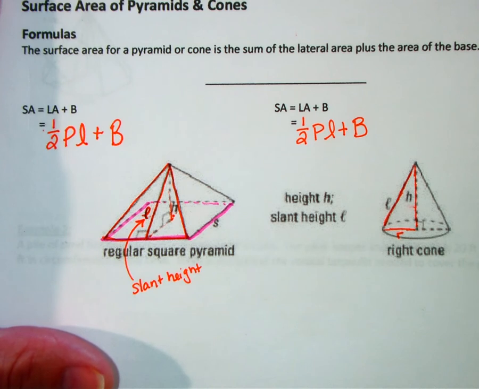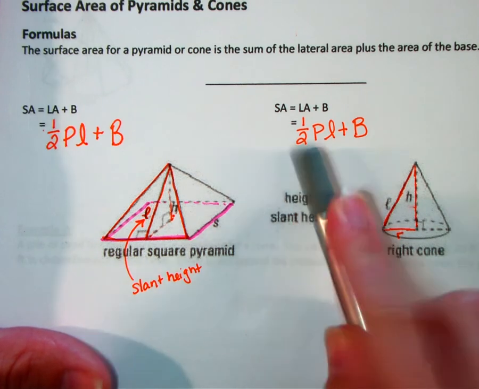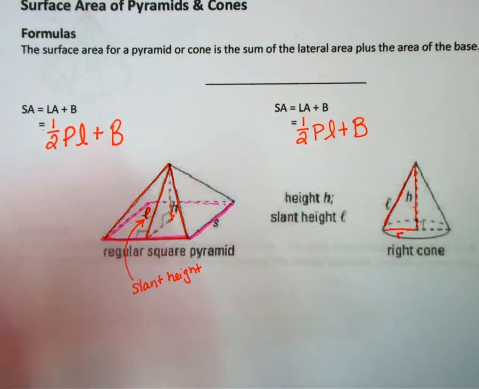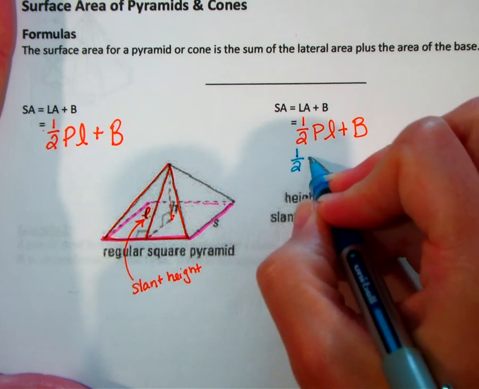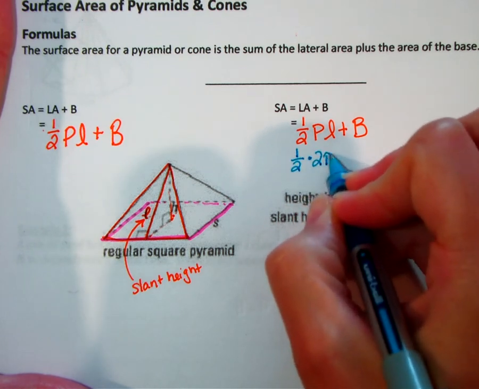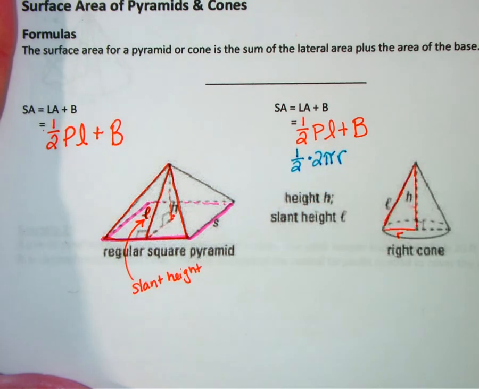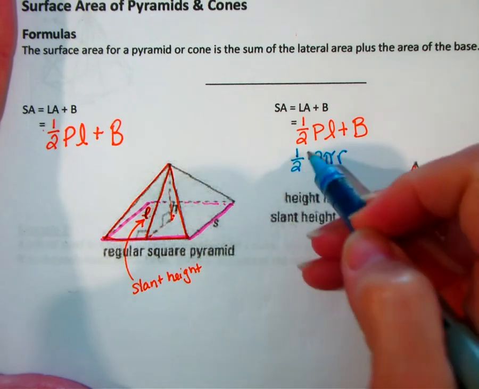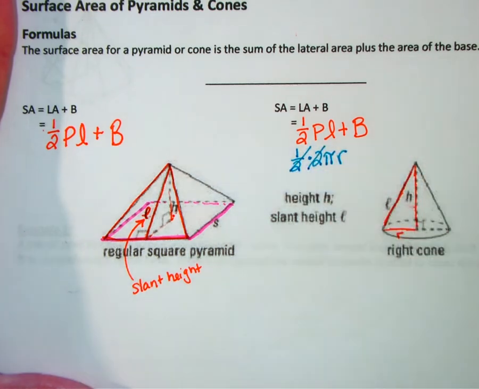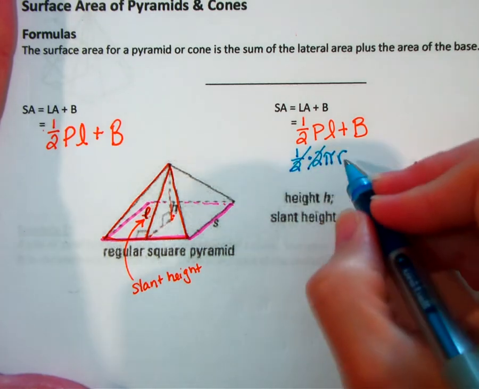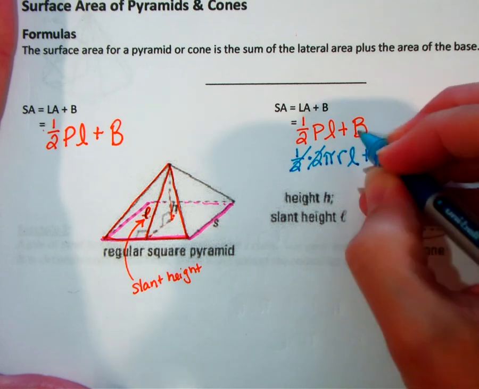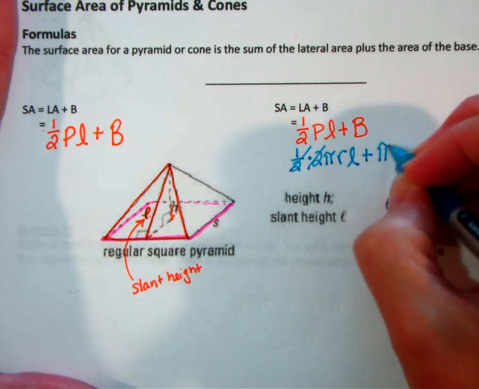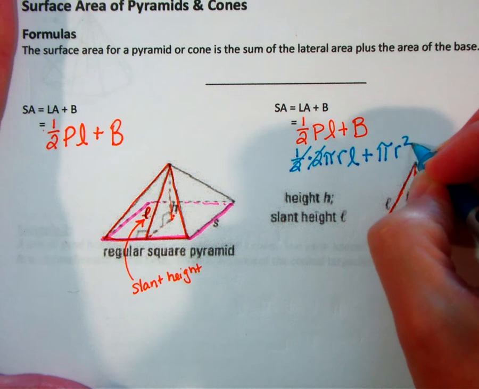Now what happens when you put 1/2 and perimeter together with a cone is you get half of 2 pi r. So the half and the 2 cancel out, and you'll notice that on the formula it just says pi r L plus 1 base area, which is pi r squared.